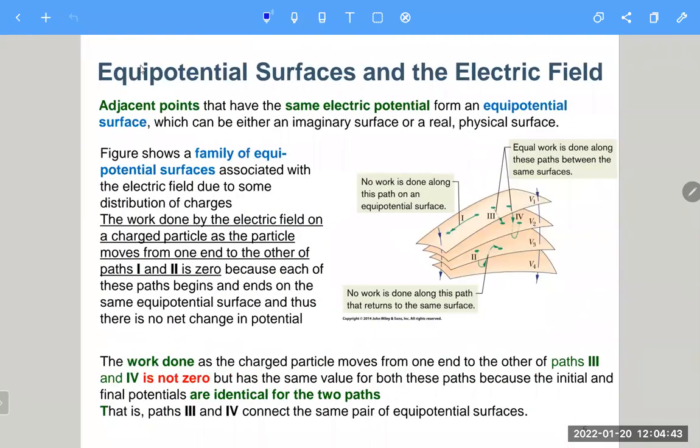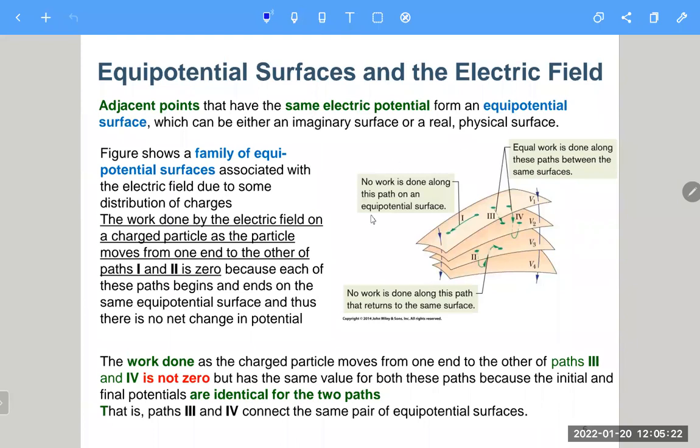Okay, so next, we introduce the equipotential surface here. It says the adjacent points that have the same electric potential form an equipotential surface, which can be either an imaginary surface or a real physical surface. Actually, it doesn't necessarily have to be a real surface.